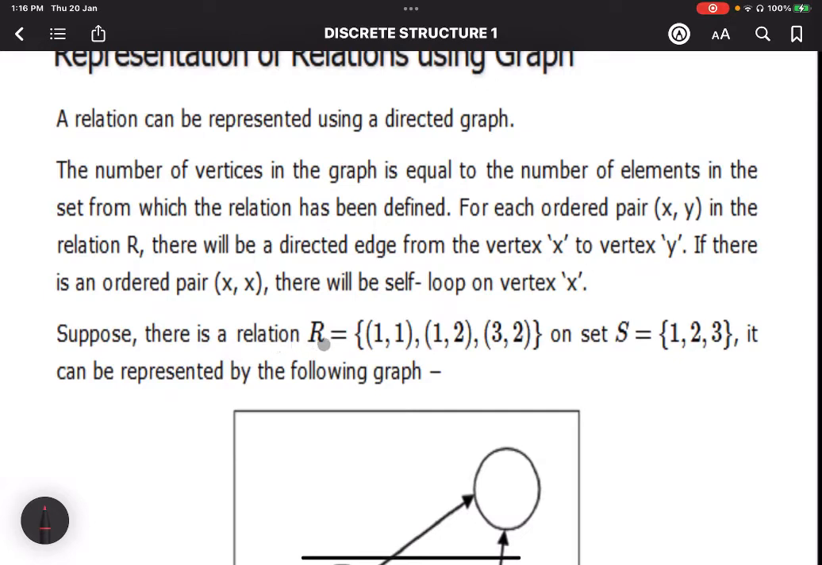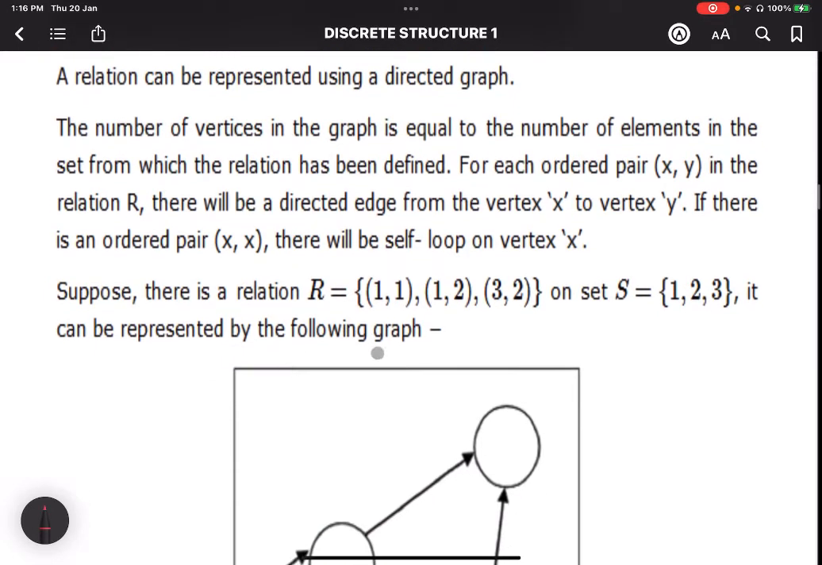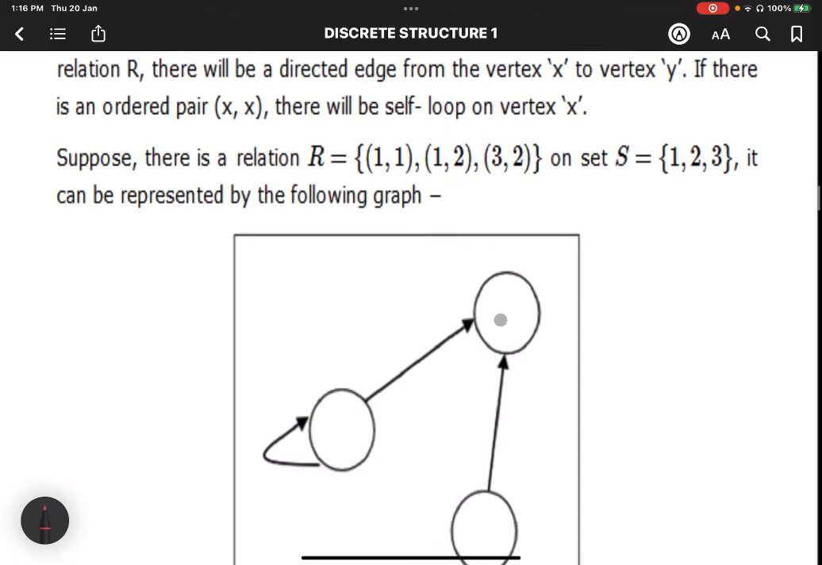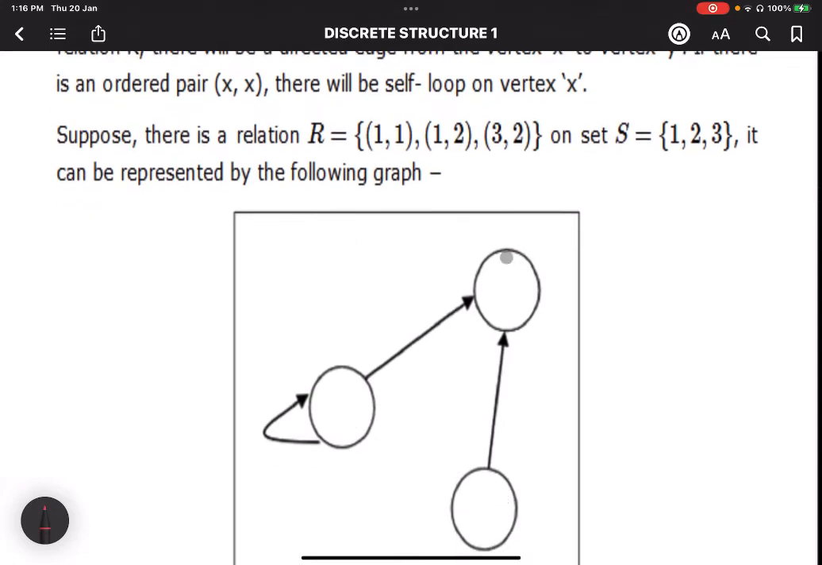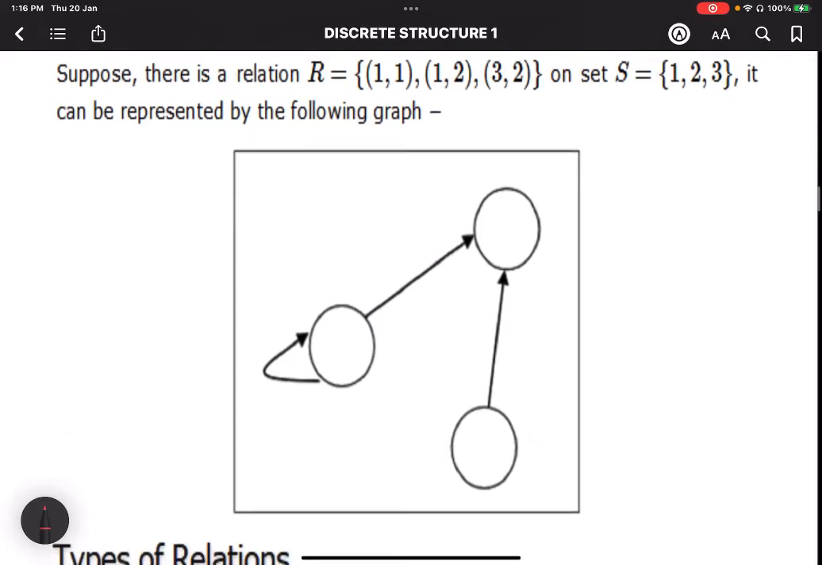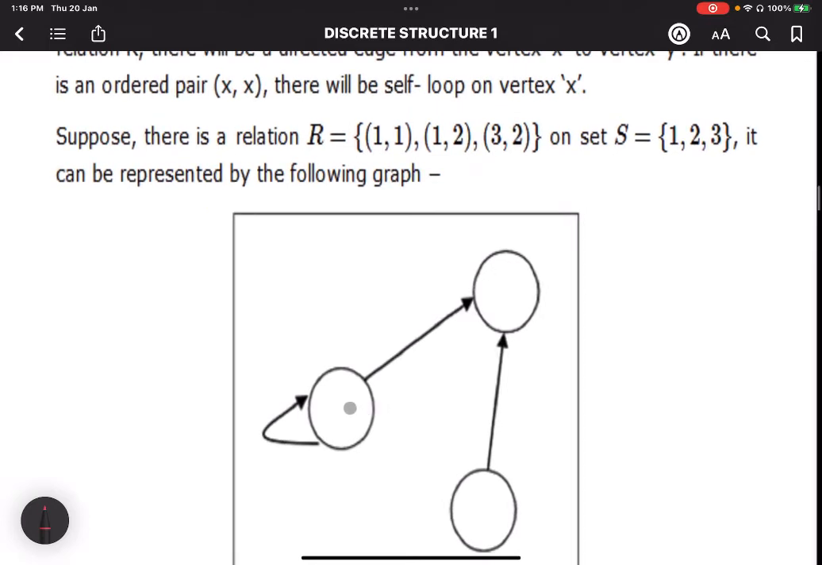Suppose there is a relation R (1, 1), (1, 2), (3, 2) on set S, which is equal to 1, 2, 3. It can be represented by the following graph. So we have the circle representing the vertex and the edge represented by the line with the arrow, and the arrow represents the direction of the edge, no? So if we have 1, 2, 3, okay, this one will be the vertex 1, and this one is the vertex 2, and this one is the vertex 3.